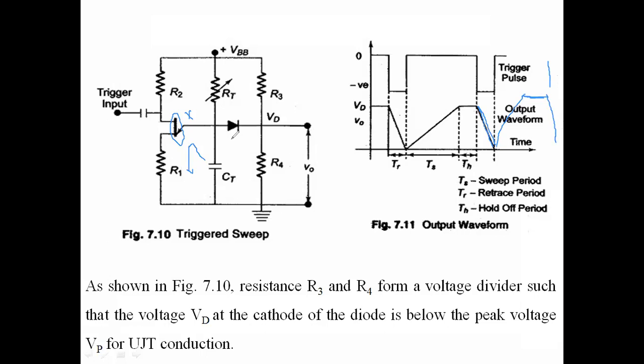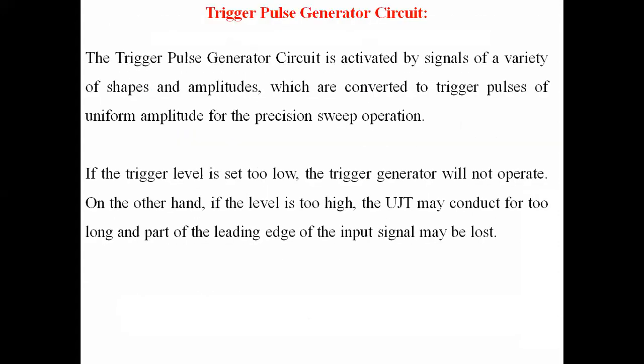Like this, we can get this triggered sweep generation. Whenever we apply the trigger pulses, only then will it recharge. Until then, it holds a certain voltage level, which here is the VD voltage. Up to that, it is held at the VD voltage. So that is explained.